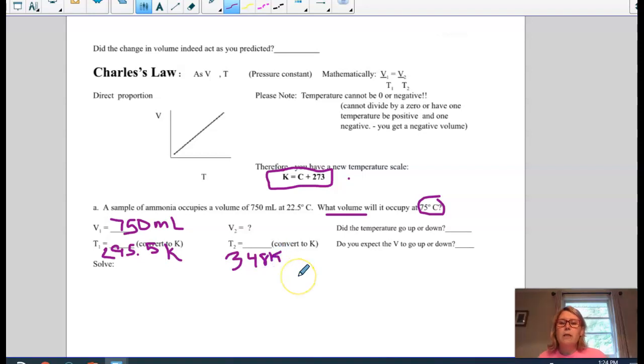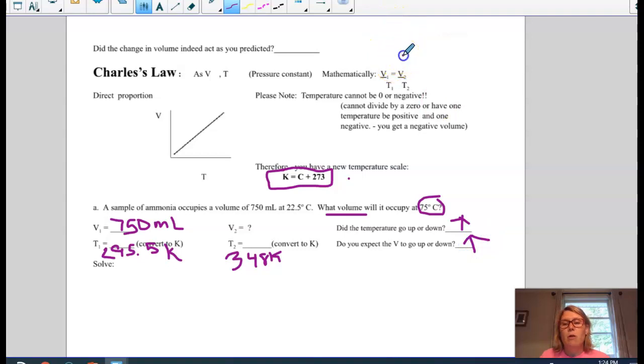Okay, so let's talk about this for a minute. Did the temperature go up or down? Well, we went from 22.5 degrees Celsius to 75, so it definitely went up. So think about the relationship. As temperature goes up, what's going to happen to your volume? Well, your volume is going to go up.